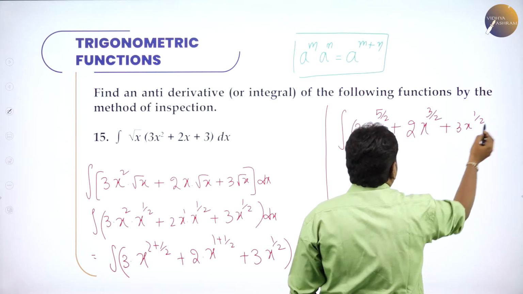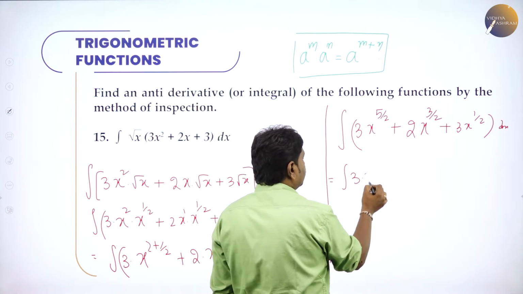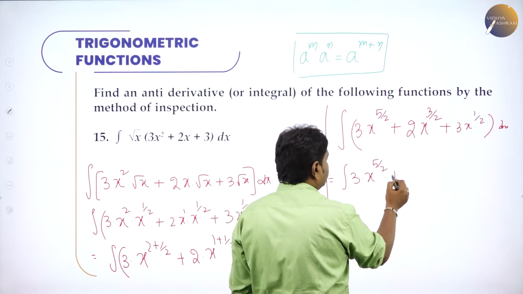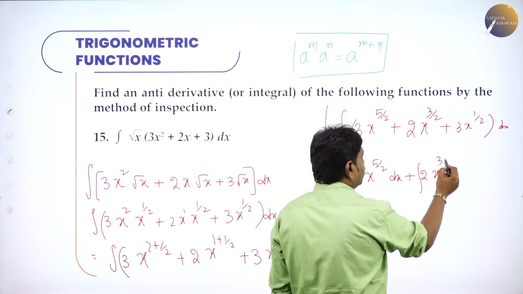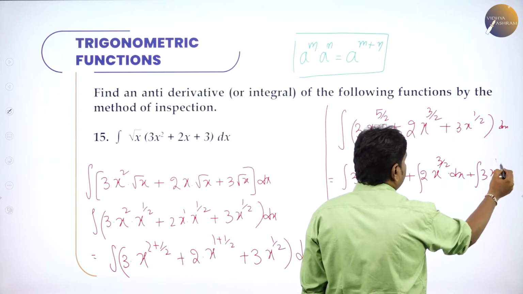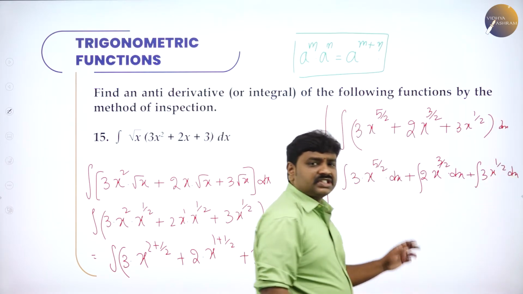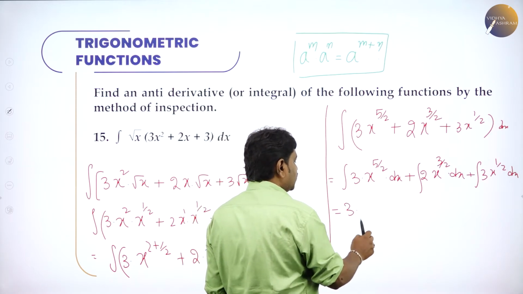So now integrate each term. Integration of 3 into x^(5/2) dx plus 2 into integration of x^(3/2) dx plus integration of 3x^(1/2) dx. So now each term is in standard form. All of you know 3 is a constant. If it is a constant, take it out.